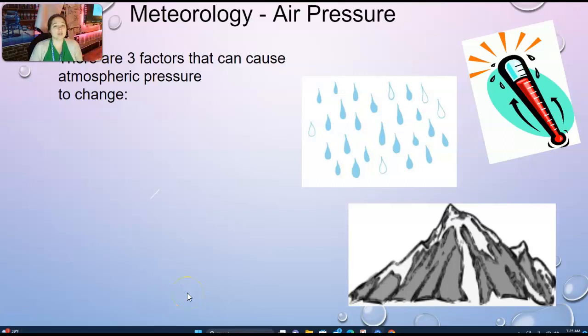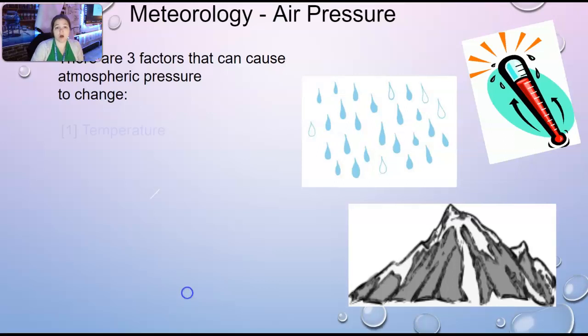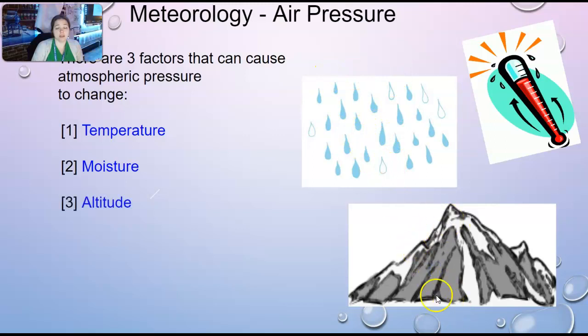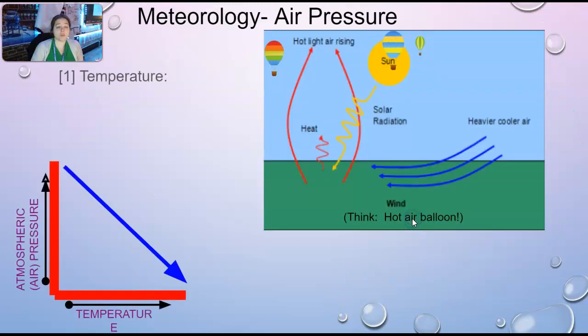All right, we're going to start looking into pressure a little bit more than we did in the last video. There are three factors that can cause atmospheric pressure to change. The first is temperature. The second is moisture. And the third is altitude. So the first thing we're going to look at is temperature.